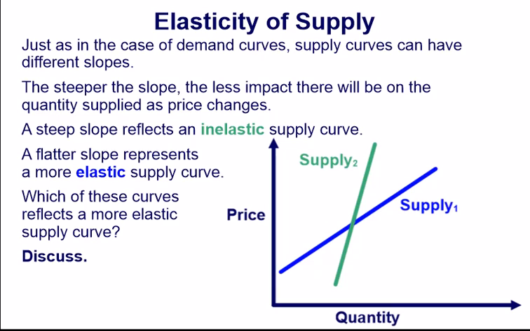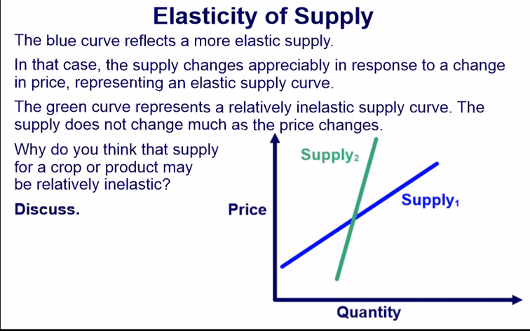Elasticity of supply. Just as in the case of demand curves, supply curves can have different slopes. The steeper the slope, the less impact there will be on the quantities supplied as price changes. A steep slope reflects an inelastic supply curve. A flatter slope represents a more elastic supply curve. Which of these curves reflects a more elastic supply curve?